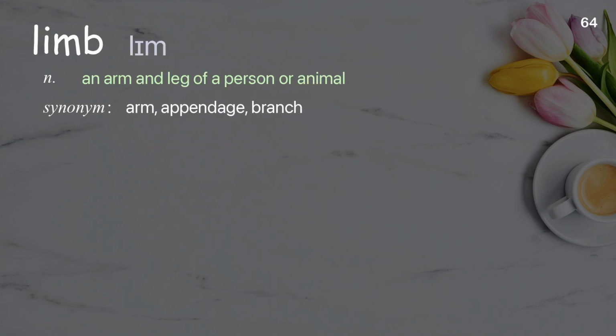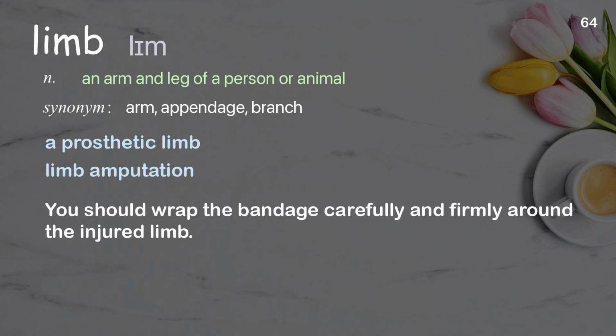Limb. An arm and leg of a person or animal. Examples: A prosthetic limb. Limb amputation. You should wrap the bandage carefully and firmly around the injured limb.